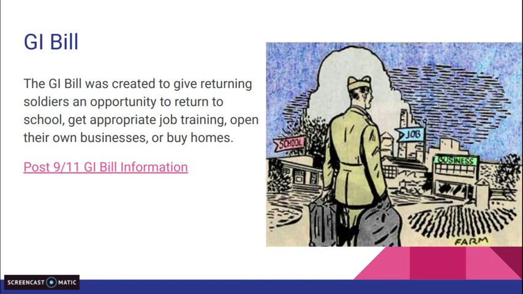The GI Bill, and some people who maybe have some family members who are in the military know about the GI Bill, but we're going to do a real quick explanation. It was created to give returning soldiers after World War II an opportunity to return to school, get appropriate job training, to open their own business, or to buy homes. Now, this has actually been expanded to the children of recipients of the GI Bill. So let's say your dad's in the military and he has a GI Bill, but he doesn't want to spend it on himself. He can actually give it to you to use towards your college tuition.